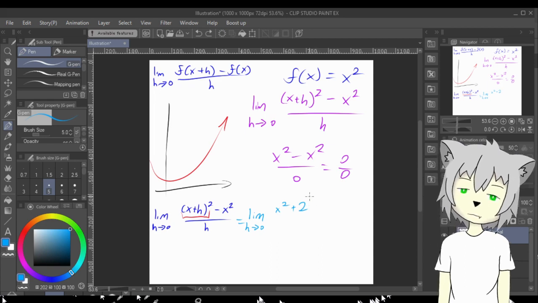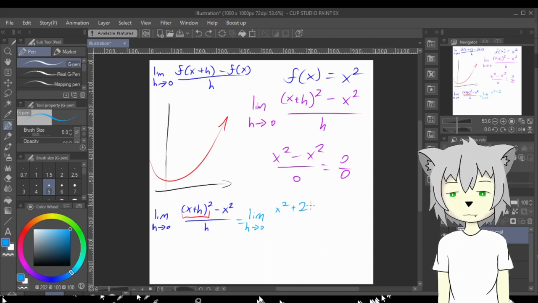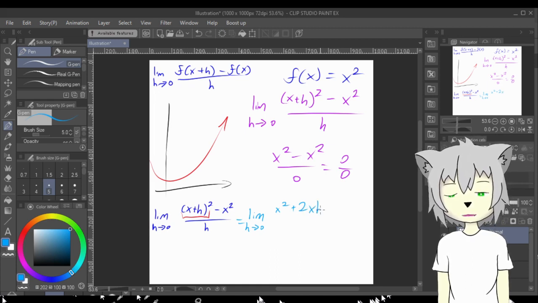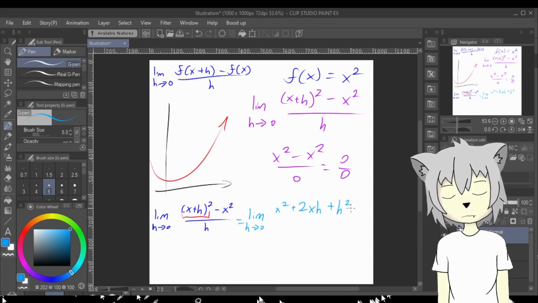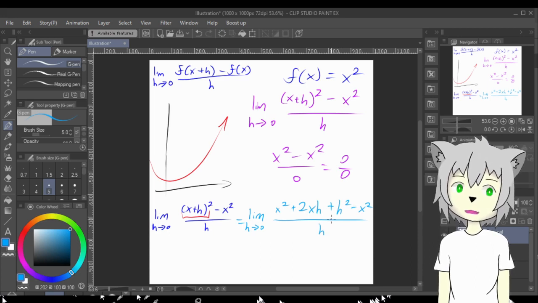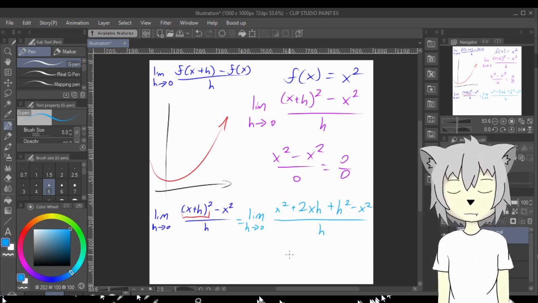No, let me just do this real quickly in my head. We got xh plus h squared minus x squared over h. Yeah, I was right the first time. I just confused myself a little bit because I had a little brain fart.